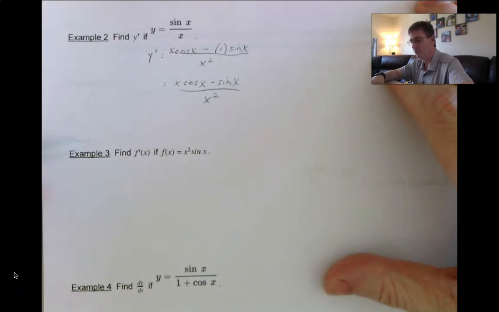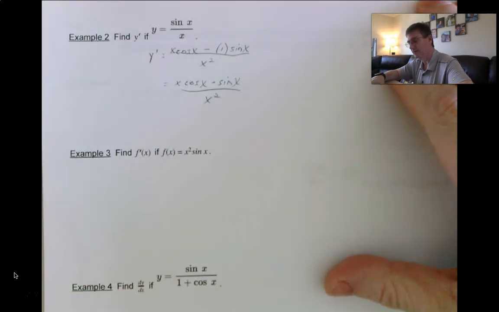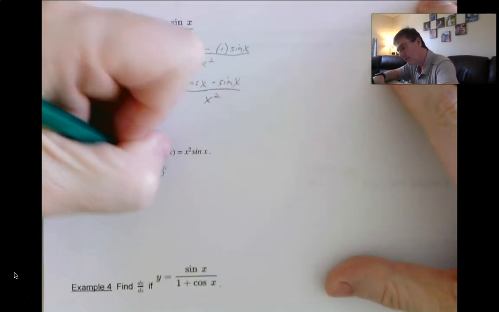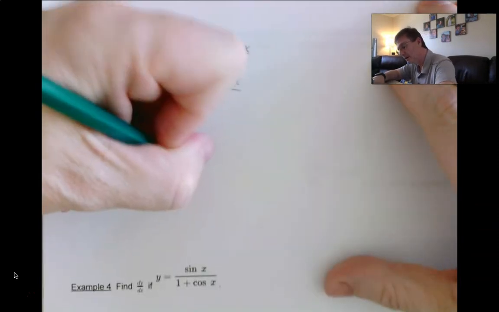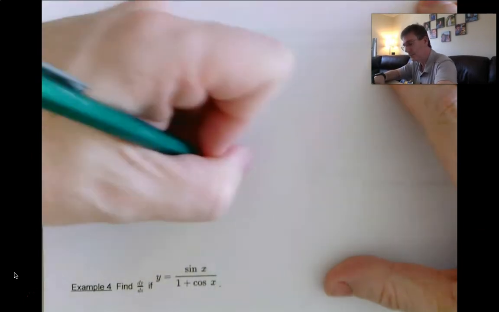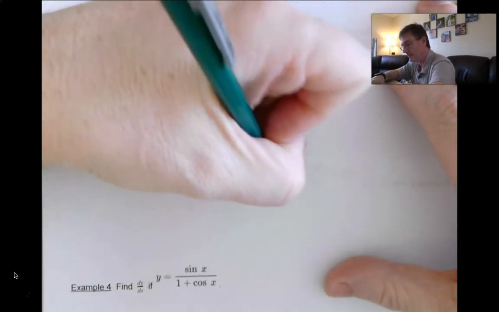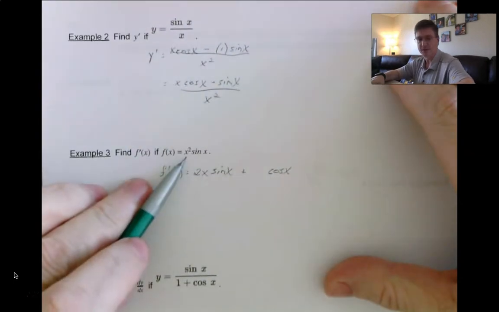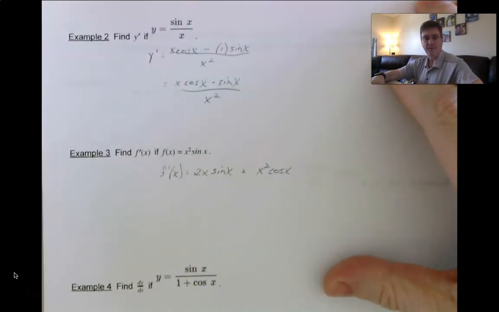Example 3. We find f prime of x for x squared sine of x. This is a product rule and a power rule because we have x squared being multiplied times the sine of x. So we have a product rule here. f prime of x equals, so product rule, derivative of the first times the second plus derivative of the second times the first. Derivative of the first is 2x times the second, sine of x, plus derivative of the second is cosine x times the first, and I'm going to write it out in front so it doesn't get confusing. And that is example 3.